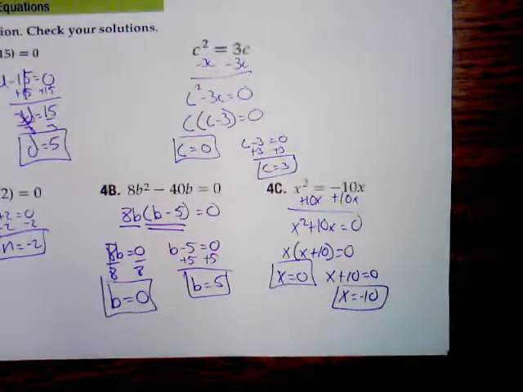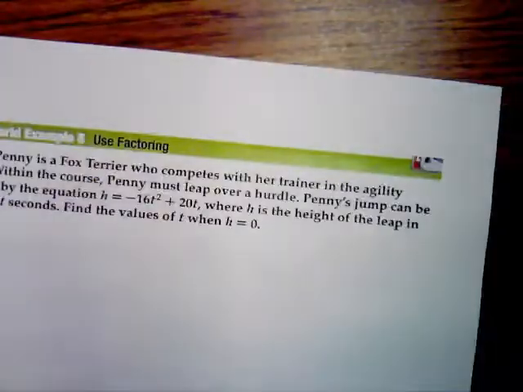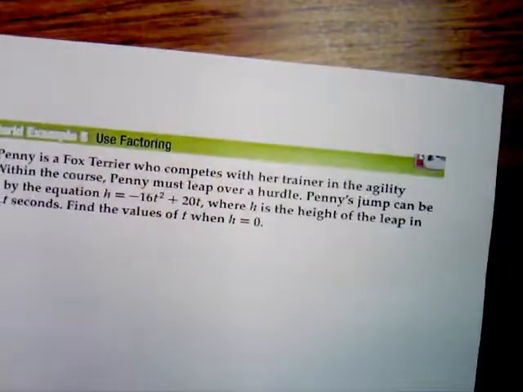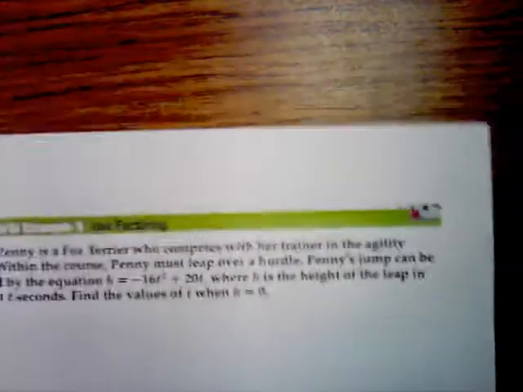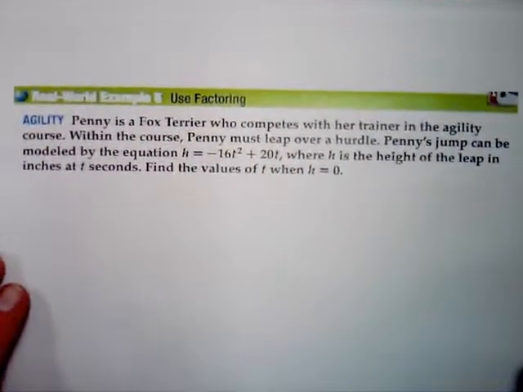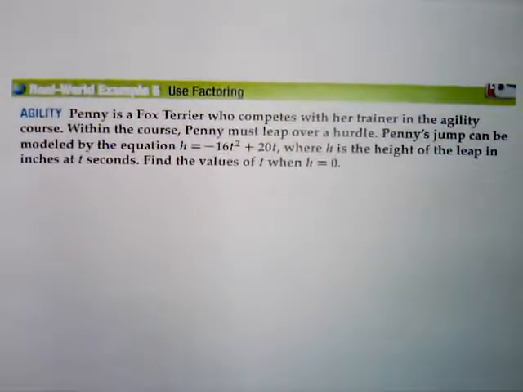So there you go. That's how you can solve some equations using your factoring, and more importantly, the zero product property. The zero product property: if two things are multiplied together to equal 0, one or both of them have to equal 0. So here's a word problem to finish up on.